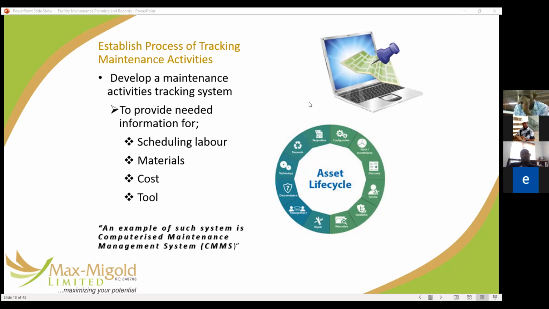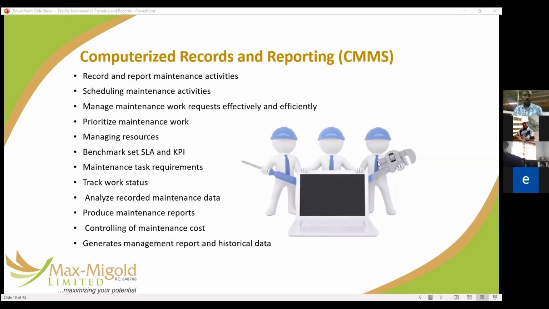And like I rightly mentioned when we were dealing with facility condition assessment, I told you that CMMS is just like a software under what we call computer-aided facility management. So the CMMS is more or less like the son or daughter, and CAFM is the mother, being born to one single mother. CMMS looks at the angle of operation and maintenance of an asset, while computer-aided facility management looks at the entire facility as a whole. Computerized record and reporting: record and report maintenance activity.